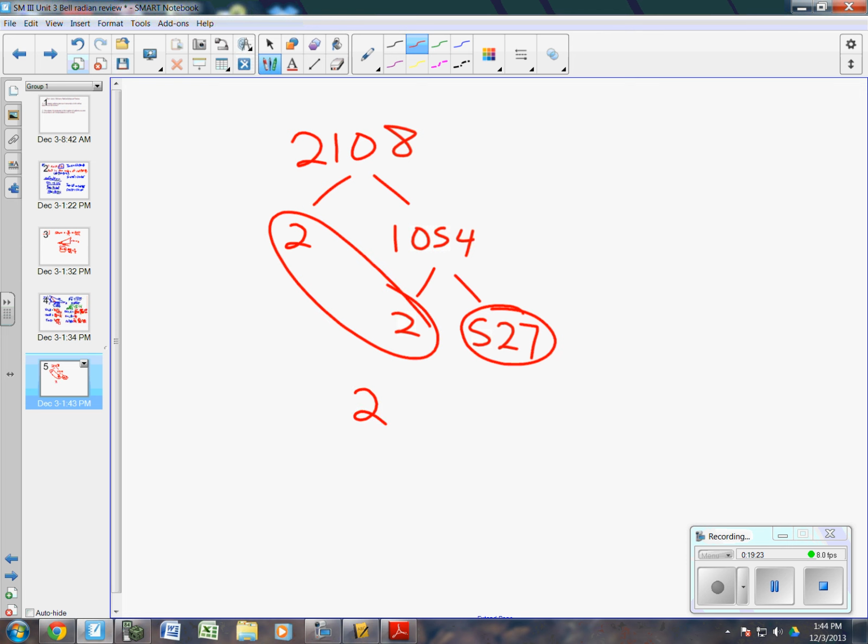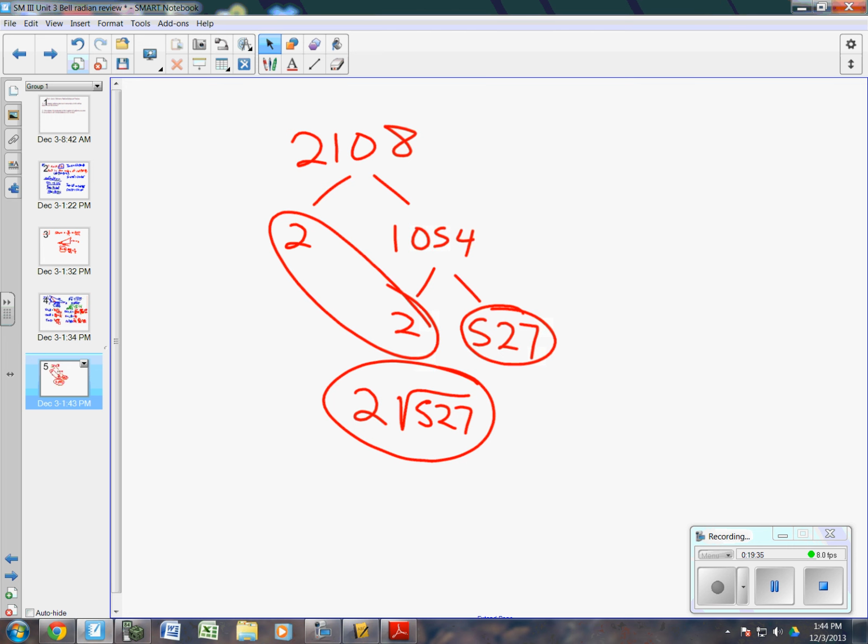So I take one of the pairs, goes on the outside, the loner back inside, and I get 2 root 527. Do you remember doing that? Yeah. Okay. Now, do you guys see why you need to know all your square root stuff, simplifying, rationalizing the denominator? On the ACT test, there will definitely be some problems if you don't know how to rationalize the denominator and simplify radicals. You won't know how to do those problems. So you want to make sure on those.